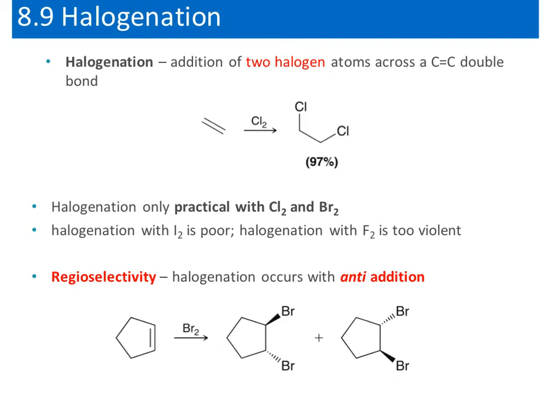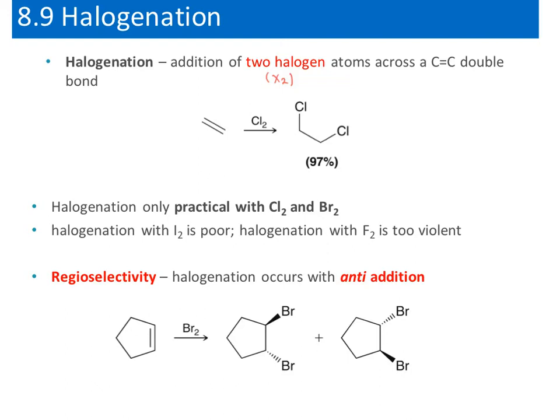The next reaction is called halogenation. So we are adding X2, or basically two halogens across the double bond. Now the halogens that we are going to use are Br2 and Cl2. We are not going to use fluorine and iodine because fluorine is too reactive and it's not safe to work with, and also iodine is not giving a good yield.